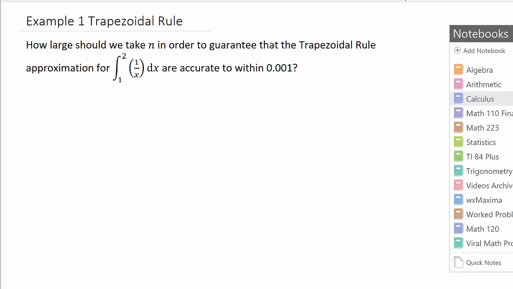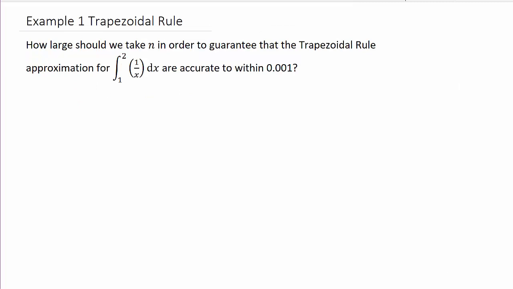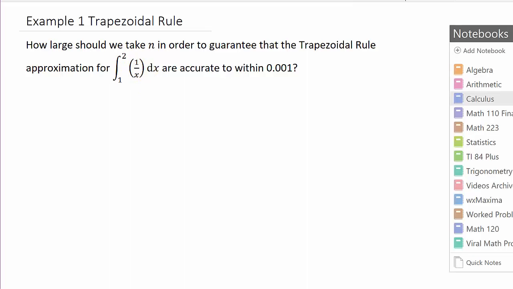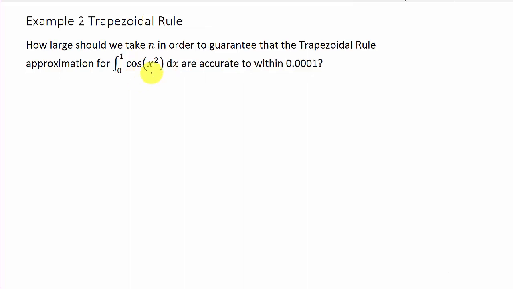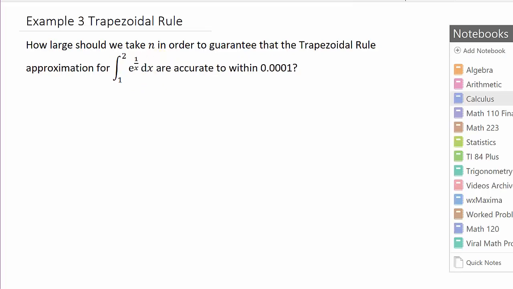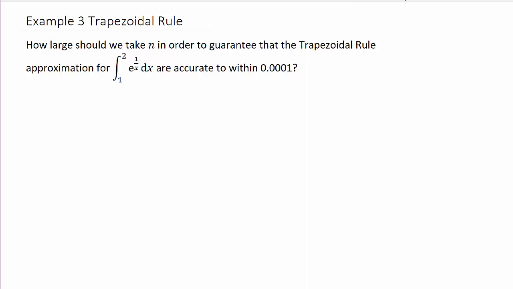Okay, so I've got 3 examples to work. Each example is going to have its own video. This will be example 1, so this will be the first video. The second video will have cosine x squared, and in the third video, which will be example 3, we'll have e raised to the 1 over x. Okay, so let's go ahead and look at the examples.